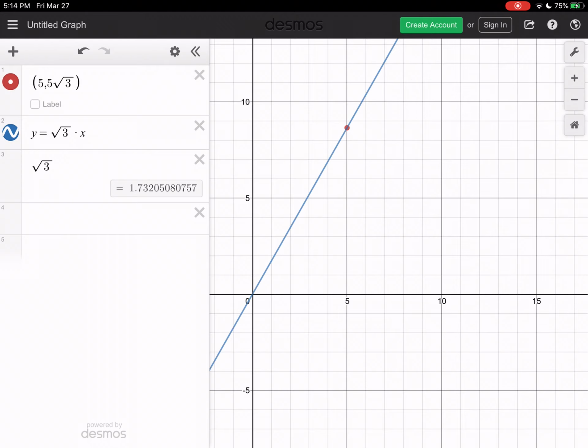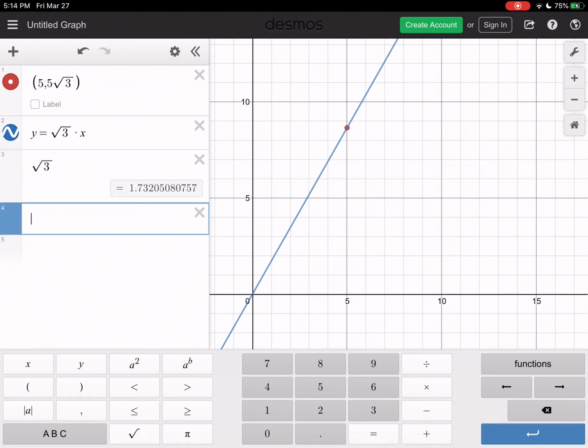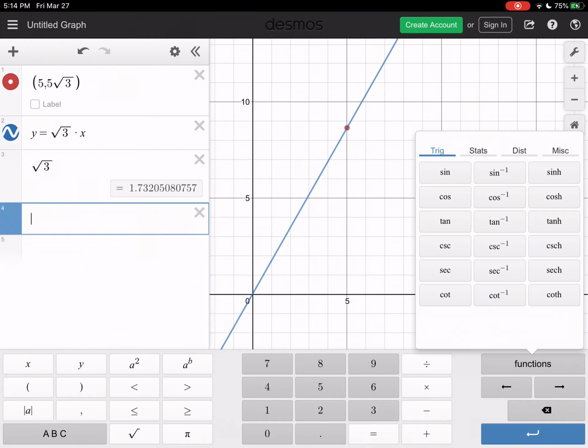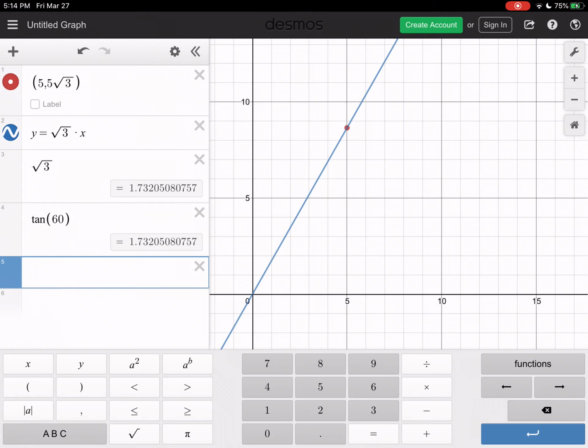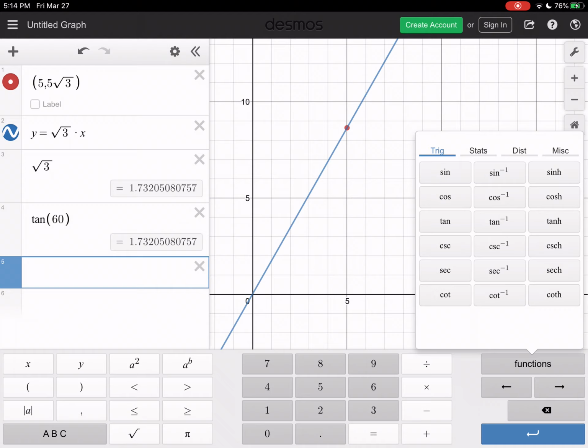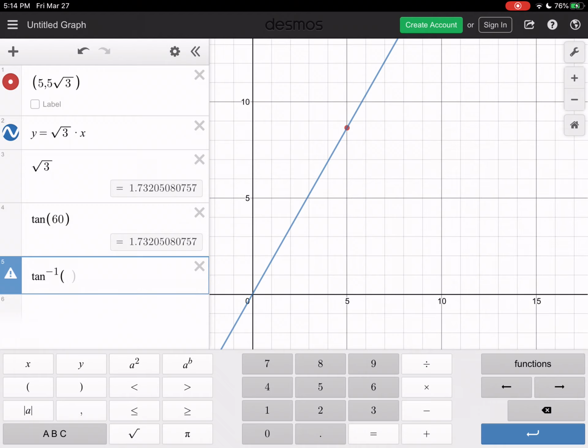Now, if I want to know the tangent of 60 degrees, I go into Functions, tangent of 60 degrees. Oh, interesting. It looks like it is the square root of 3. And then the other thing that might be interesting to do is to do the inverse tangent of the square root of 3.